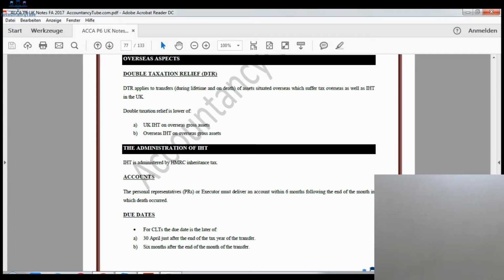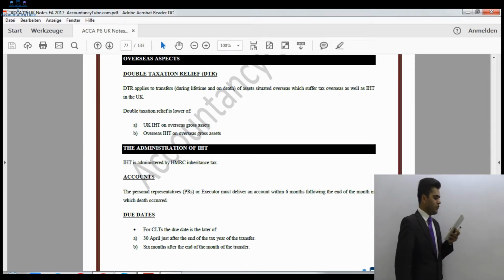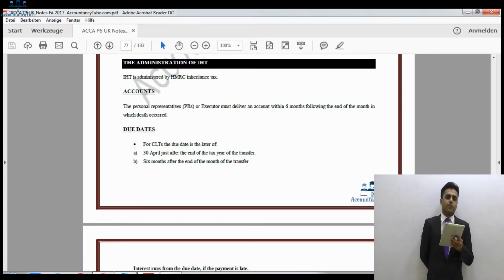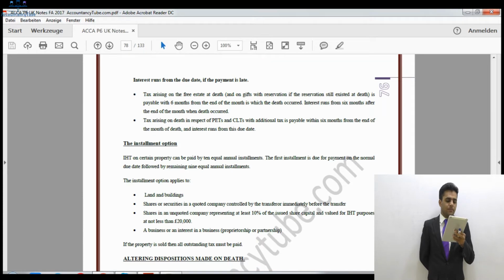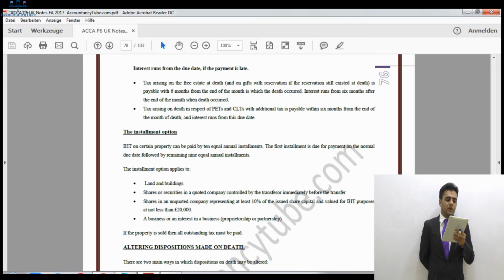And after that it says interest. So interest runs on from which date? Whenever we have made a late payment, interest will run from that date. Tax arising on free estate at death is payable within 6 months from the end of the month in which the death occurred. Interest runs from 6 months after the end of the month when the death occurred, so it is from the same date. For additional tax on PETs and CLTs payable within 6 months from the end of the month of death, it will be paid on that date, and interest will be due from this date.